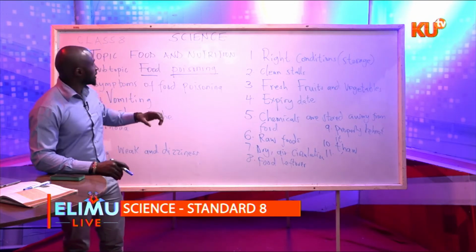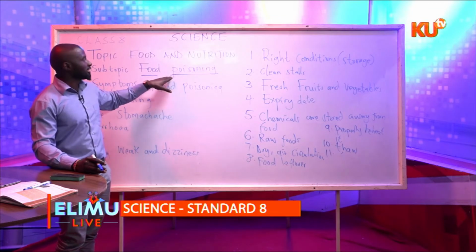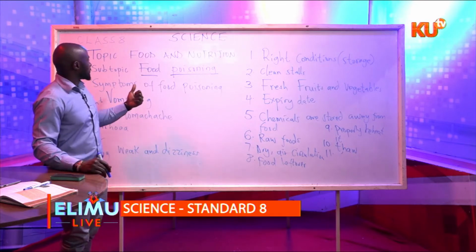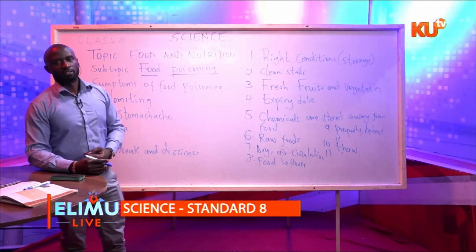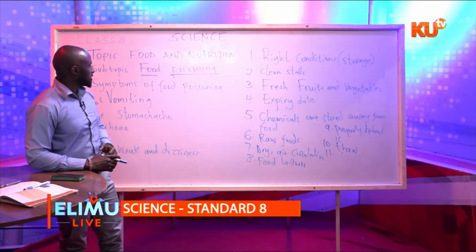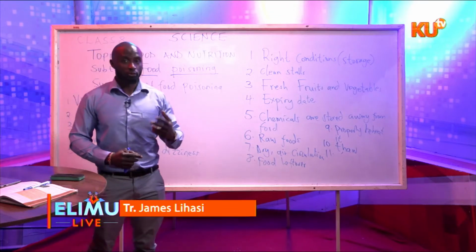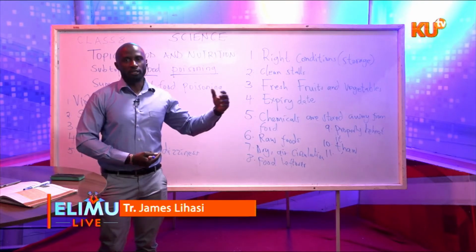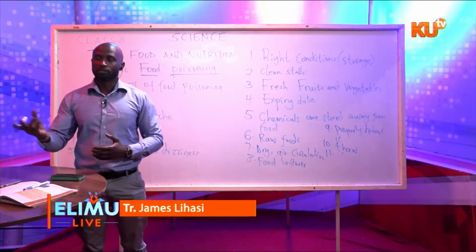Remember, we were talking about food and nutrition. It's a class 8 science topic, and under it we talked about food poisoning. We said food poisoning is definitely an illness or sickness that results from consuming harmful substances found in food. Then we talked of agents of food poisoning, boys and girls. We talked of two: chemicals and microorganisms. The chemicals are commonly used at home: insecticides, pesticides, herbicides, soaps, detergents.